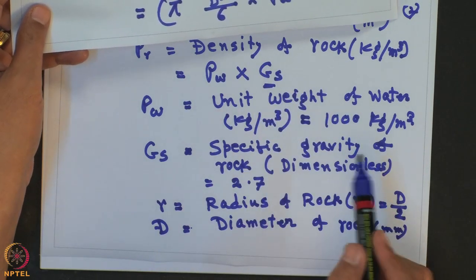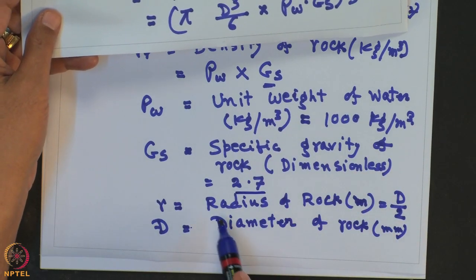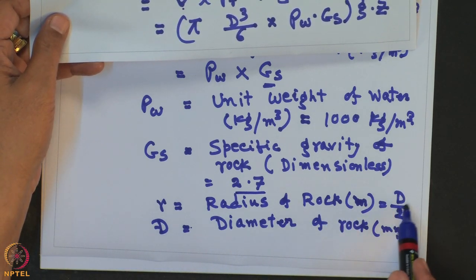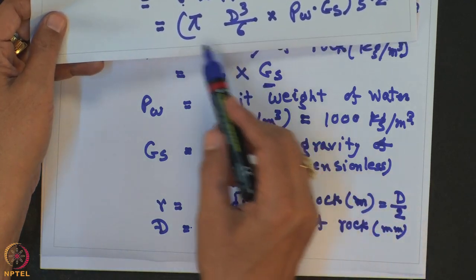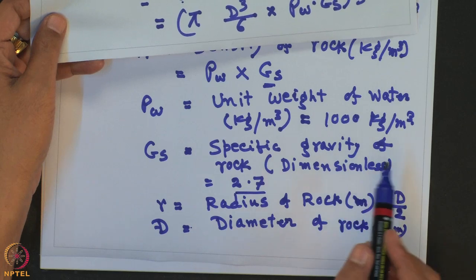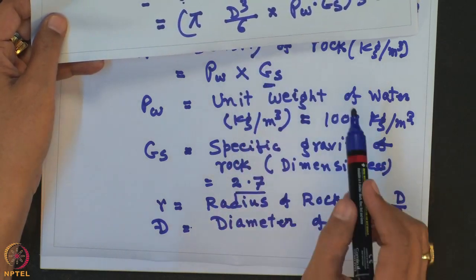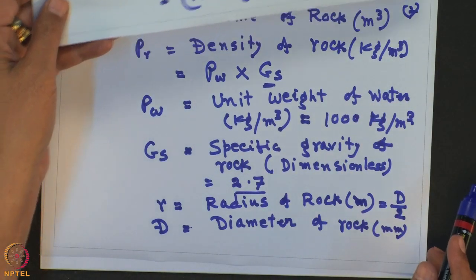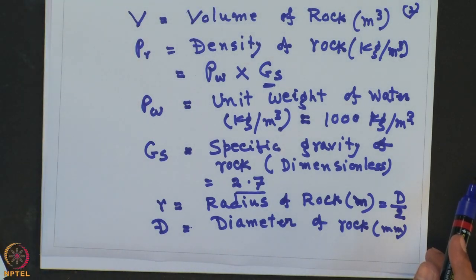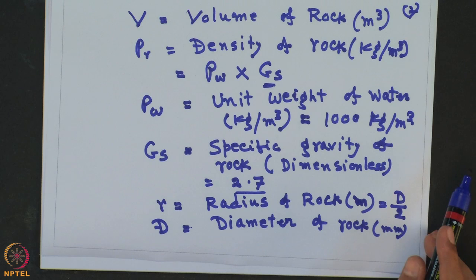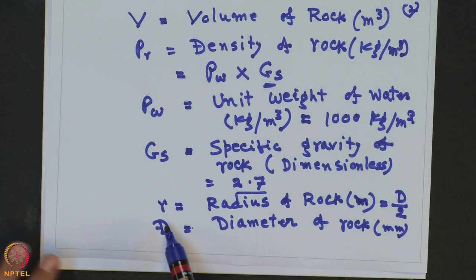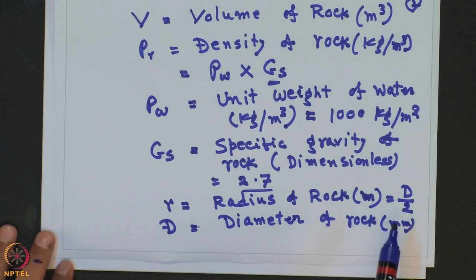You know what will be the specific gravity of the rock, which is 2.7. You know the radius of the rock, that is d by 2. So, next you can write pi into rho r will be equal to d to the power 3 by 6 into rho w into Gs into g into z. So, you know what will be the diameter of the rock and what should be the radius. So, ultimately you can determine what will be the diameter of the rock d in millimeter.